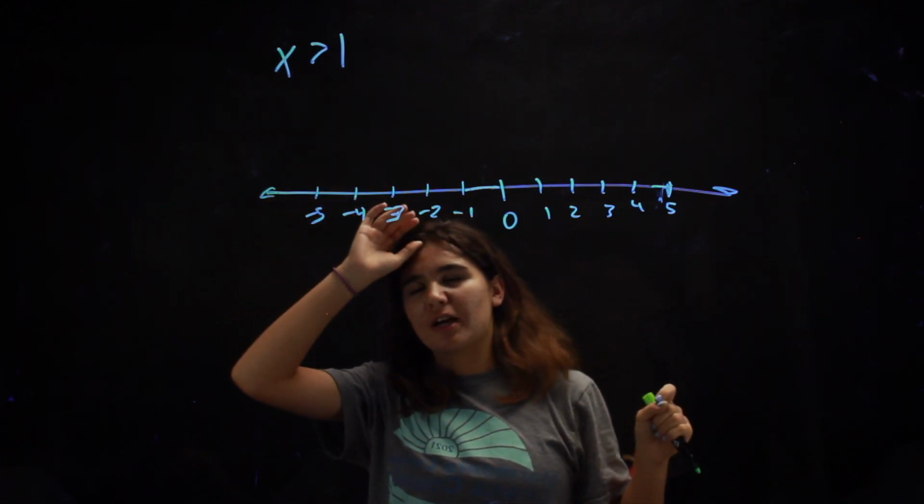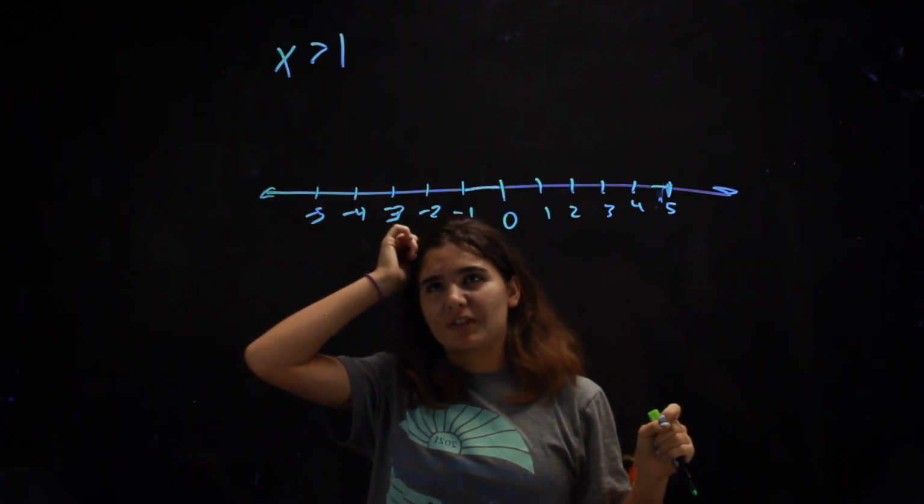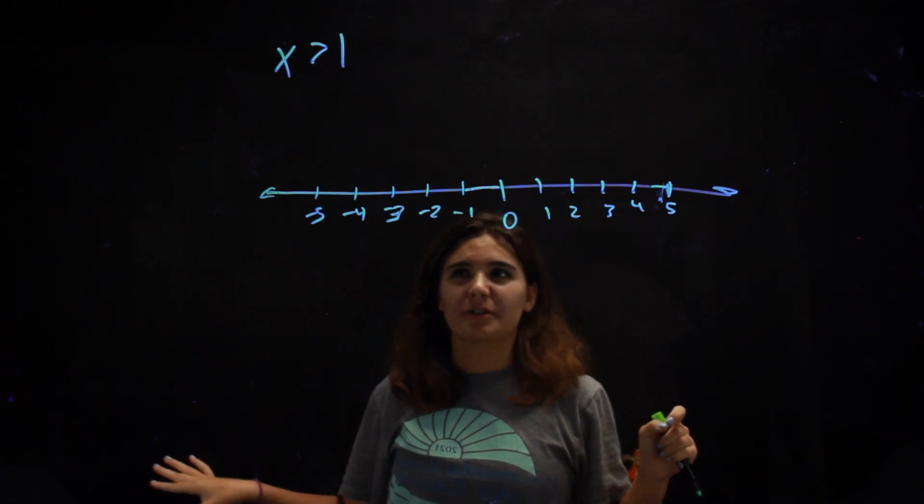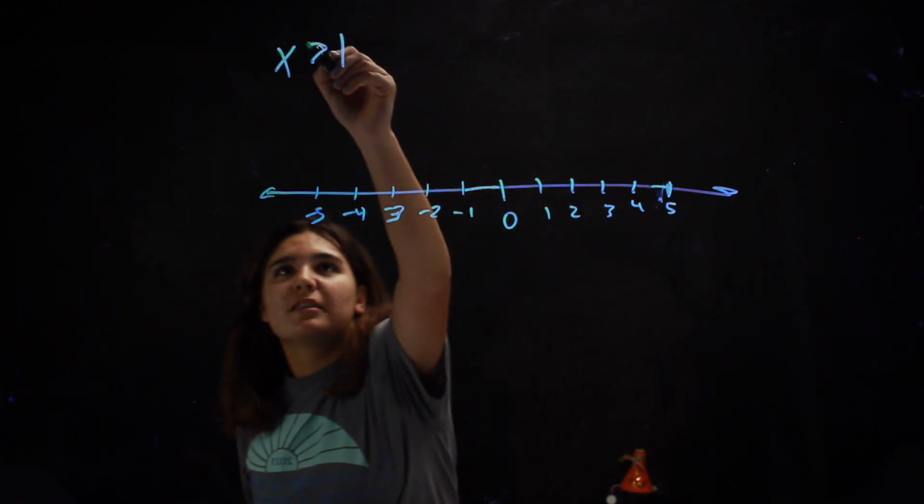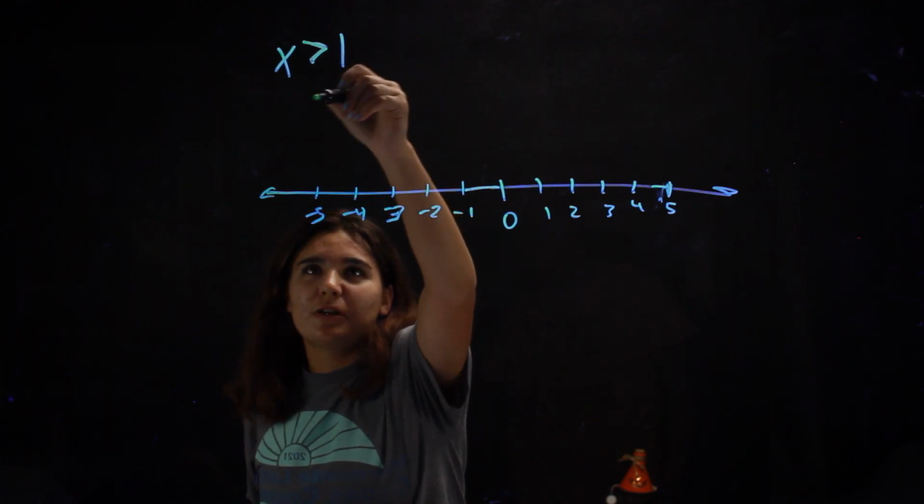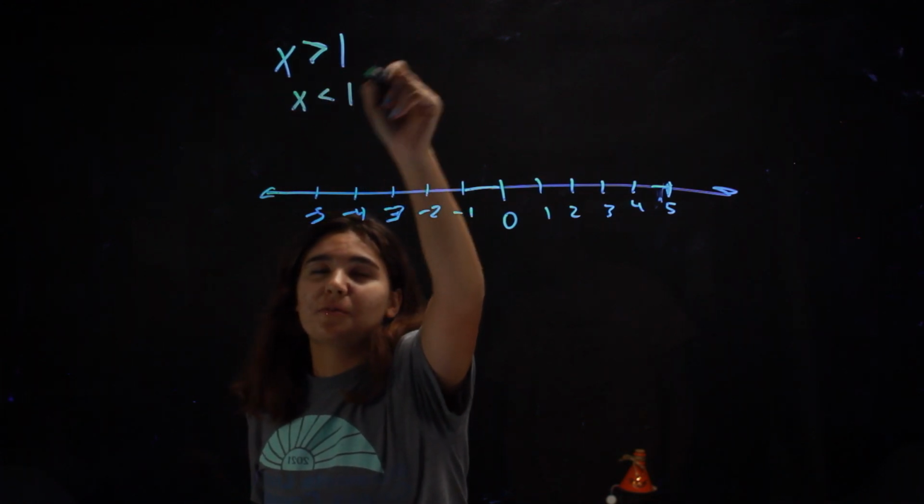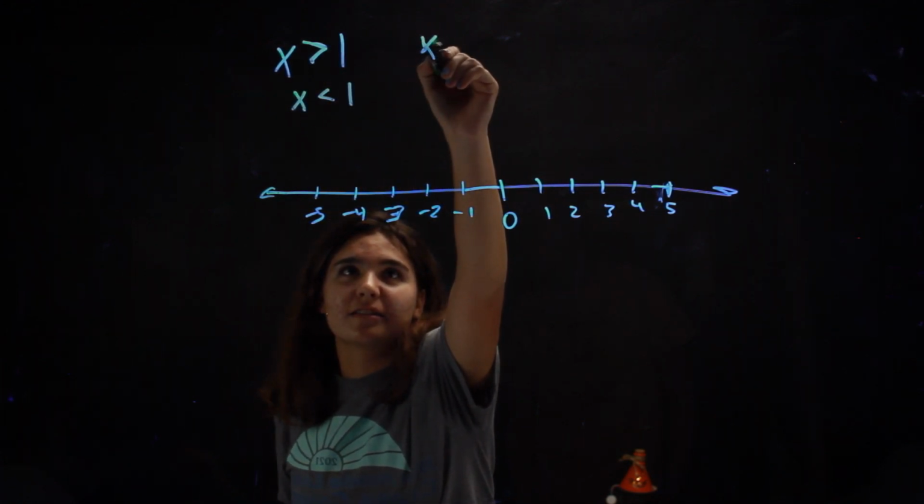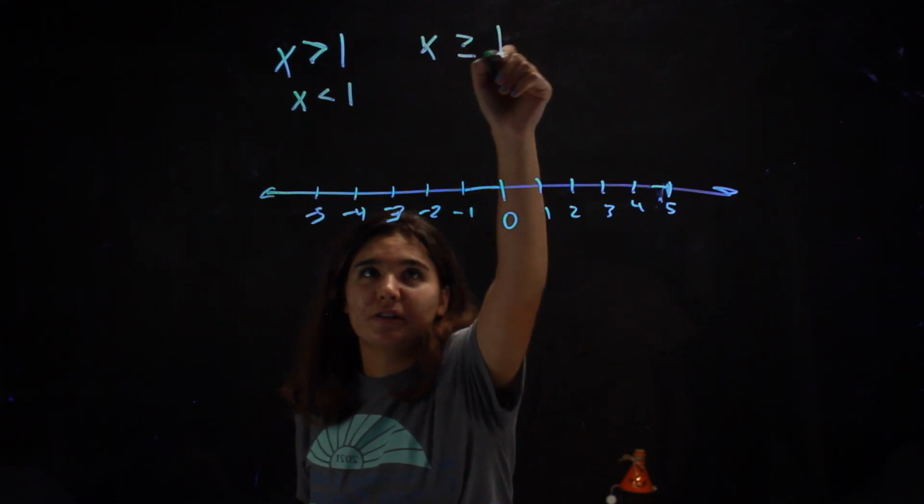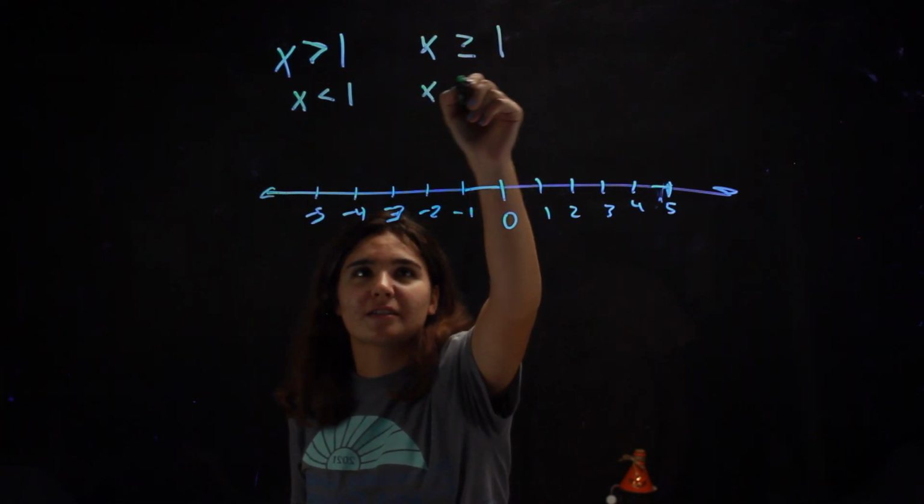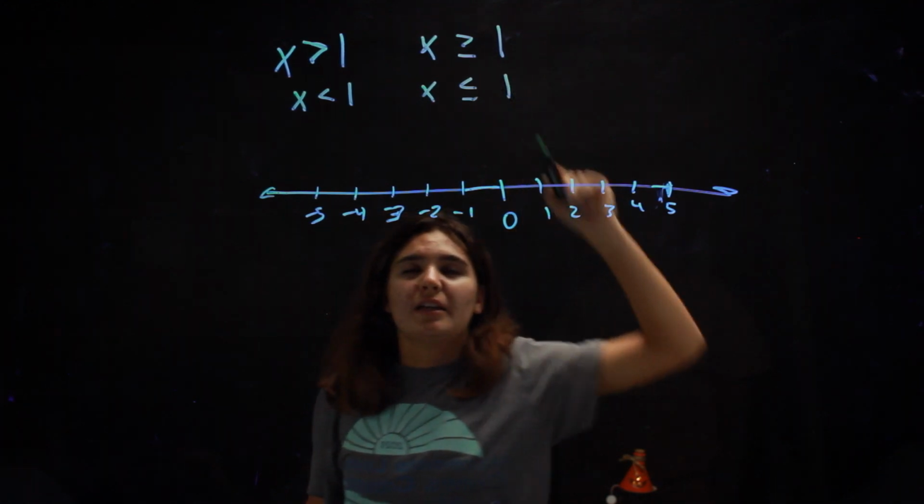And I'm assuming that you guys learned a little bit of this in pre-algebra or middle school, stuff like that. But this means x is greater than 1. This is x is less than 1. This is x is greater than or equal to 1. That's what the little line under that means. And this is x is less than or equal to 1.